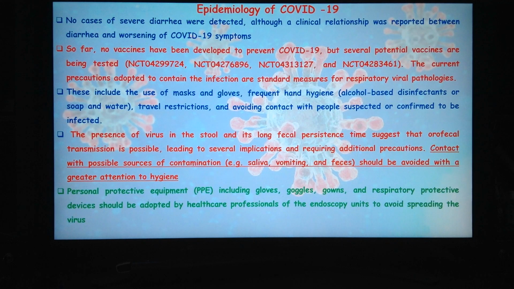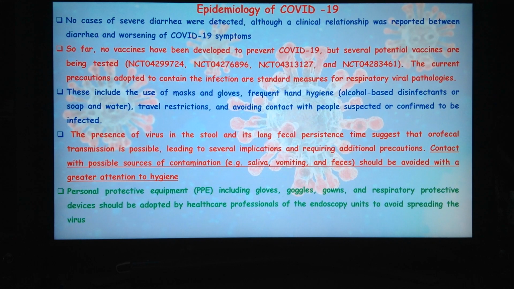Regarding the epidemiology of COVID-19, diarrhea is reported in many patients apart from these respiratory symptoms. So far, no vaccines have been developed to prevent COVID-19, but several potential vaccines are being tested. But before we have vaccines, masks and gloves should be regularly worn. Frequent hand hygiene has to be maintained. Travel restriction and avoiding contact with people suspected or confirmed to be infected will help.